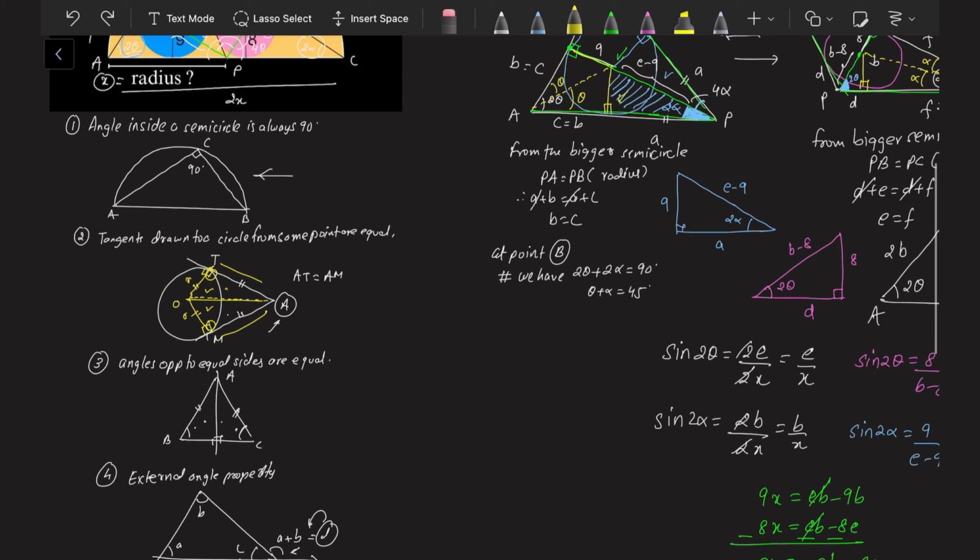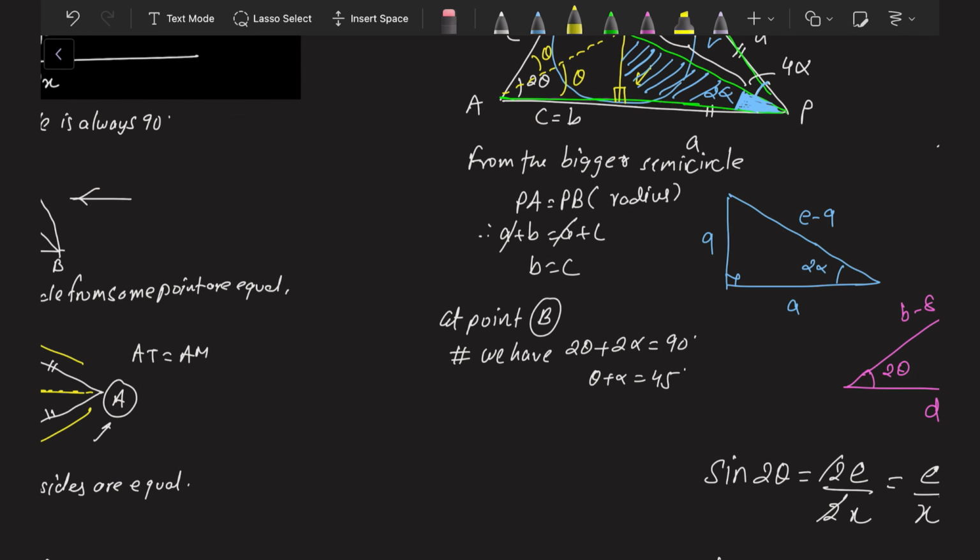Just be careful with that. So what we have is this yellow triangle, and in that we have this angle theta. If that is the angle theta, can we have some values? Yes, we can have the value of tan theta. What is it going to be? The height is 9 and the base is b.